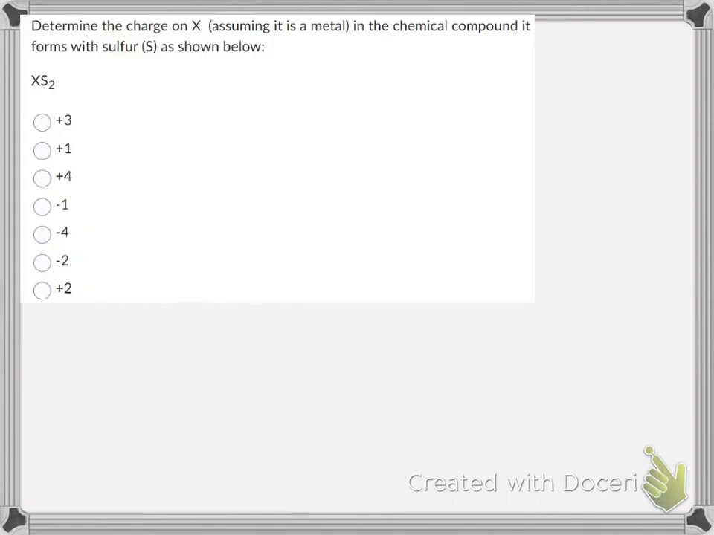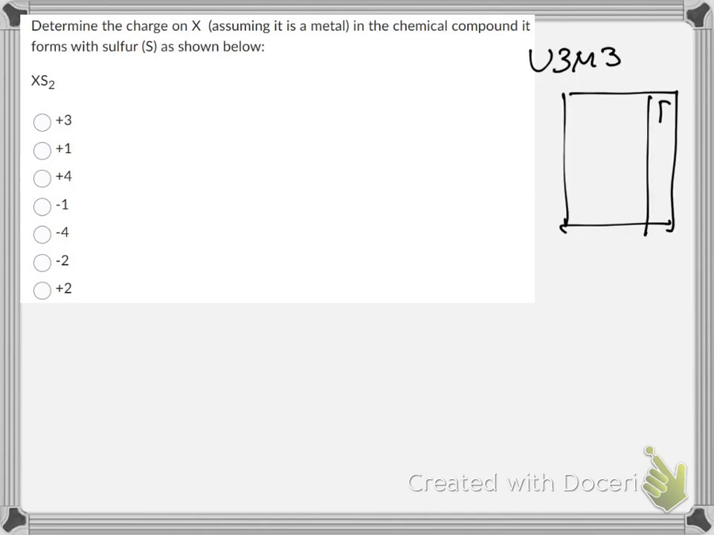Okay, so this question was asked by a couple of students. We want to determine the charge on X here, given that it forms this ionic compound with sulfur. All right, so Unit 3, Module 3. What we're going to do is look at what sulfur's charge is. We see sulfur is in the second column over by the noble gases, so it's a negative charge, and it's right below oxygen, so it's a -2.